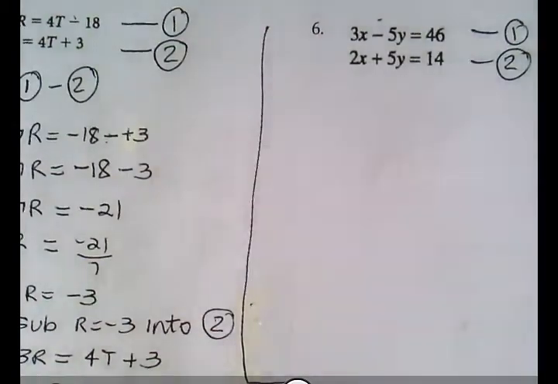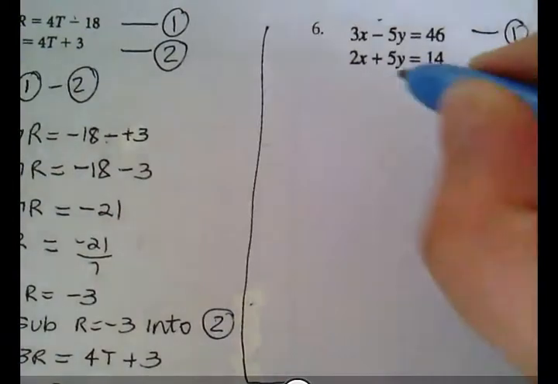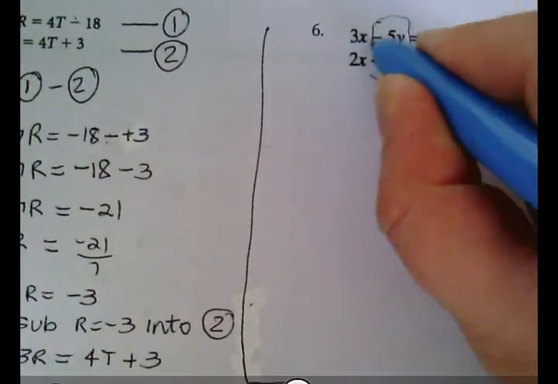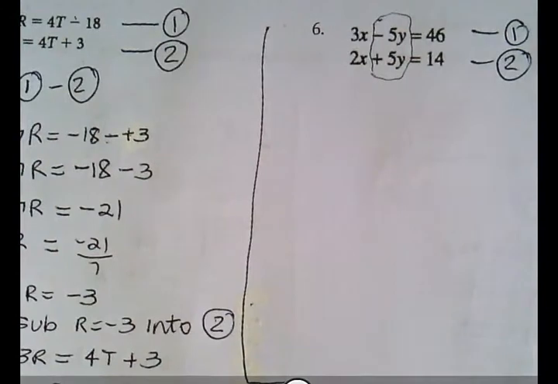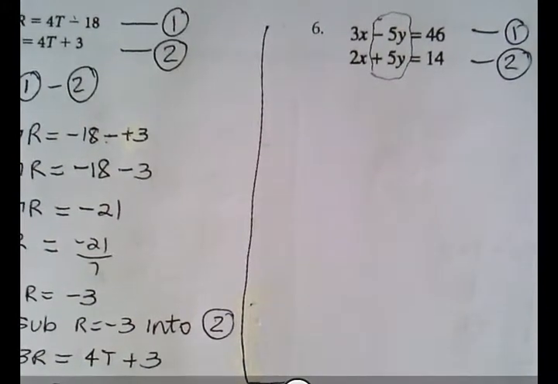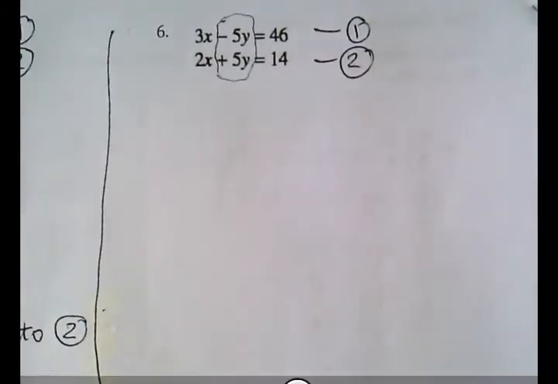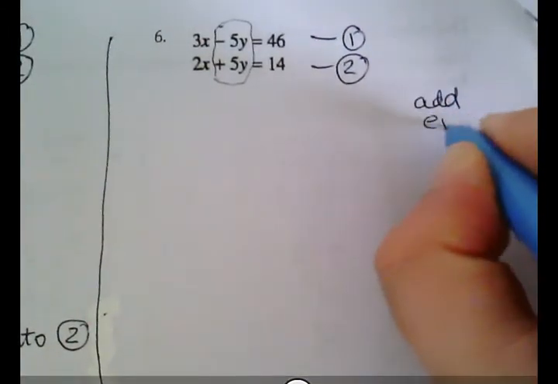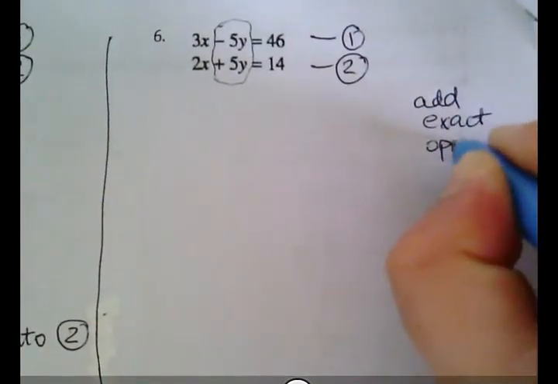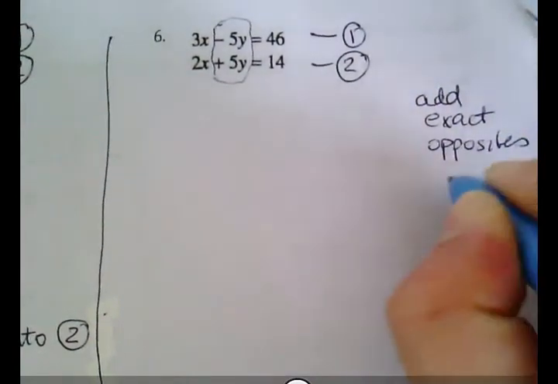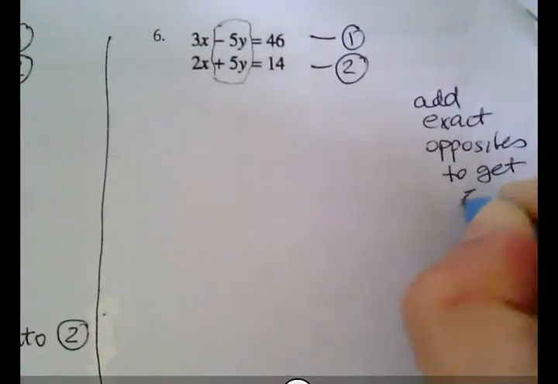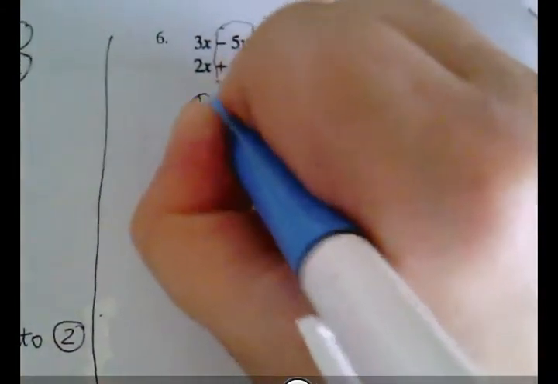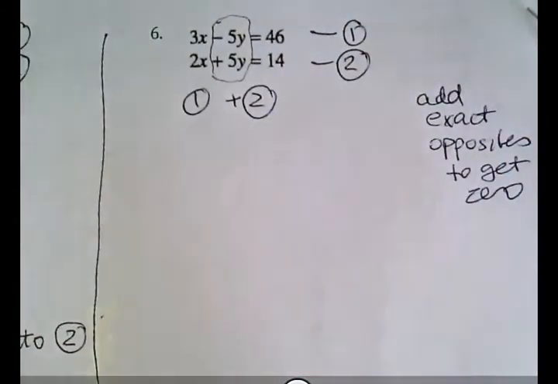Question 6. Equation 1, equation 2. Look at what appears to be the same. The 5 y's are the same size, but they're different signs. In other words, they're exact opposites of each other. When two things are exact opposites of each other, you add them. Add exact opposites to get 0. So we're going to add the exact opposites, and that will give you 0. So let's go. Equation 1 plus 2.